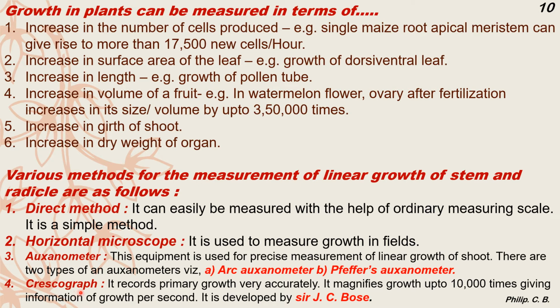Then next, crescograph. It records primary growth very accurately. Now as you know, a graph always records the movement, measurement, right? So here it is used to record the primary growth. It magnifies growth up to 10,000 times, giving information of growth per second. It was developed by Sir J.C. Bose.